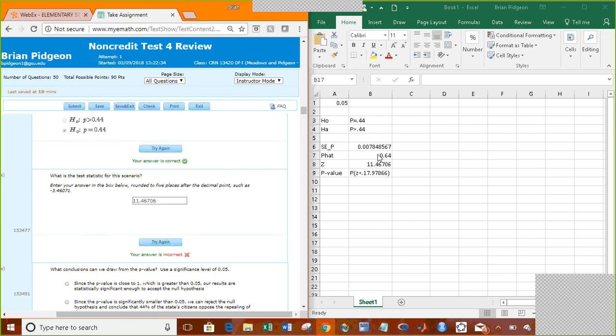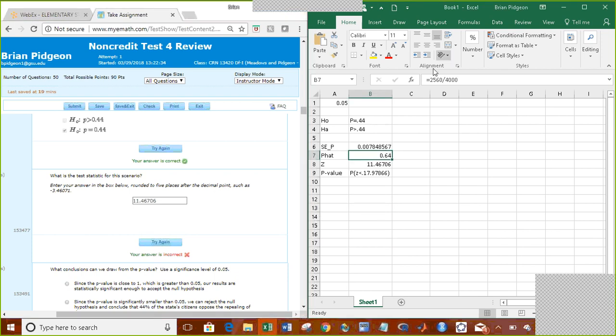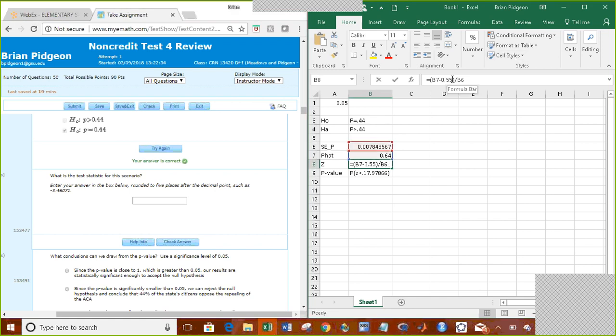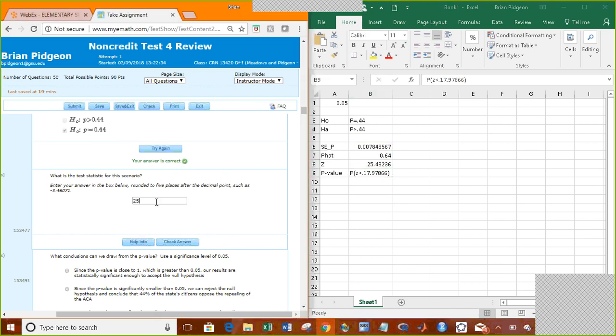What's the test statistic for this scenario? Wait, that's why. I didn't change this. I didn't change it to 0.44. Going too fast. So it's our sample proportion, which is 0.64. We got that by just dividing 2560 by 4,000, minus our null hypothesized value, over the standard error. So that's 25.48236.